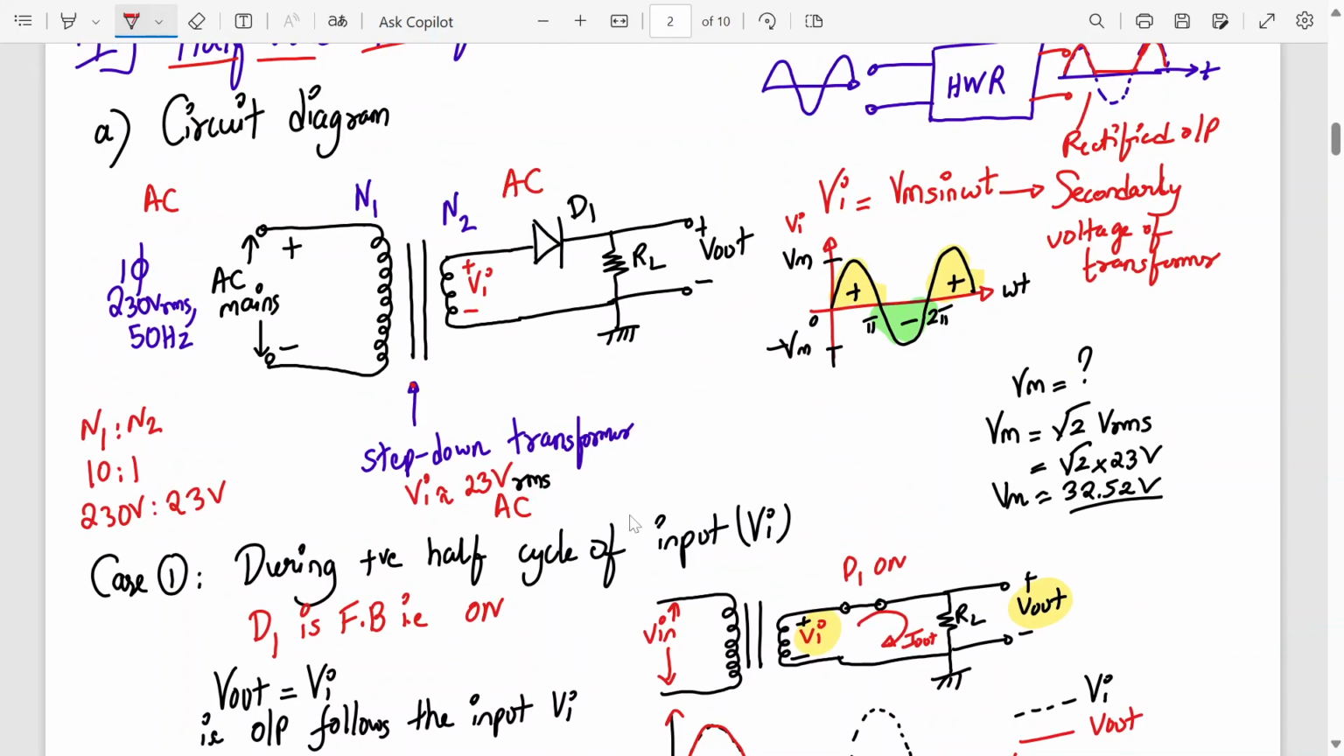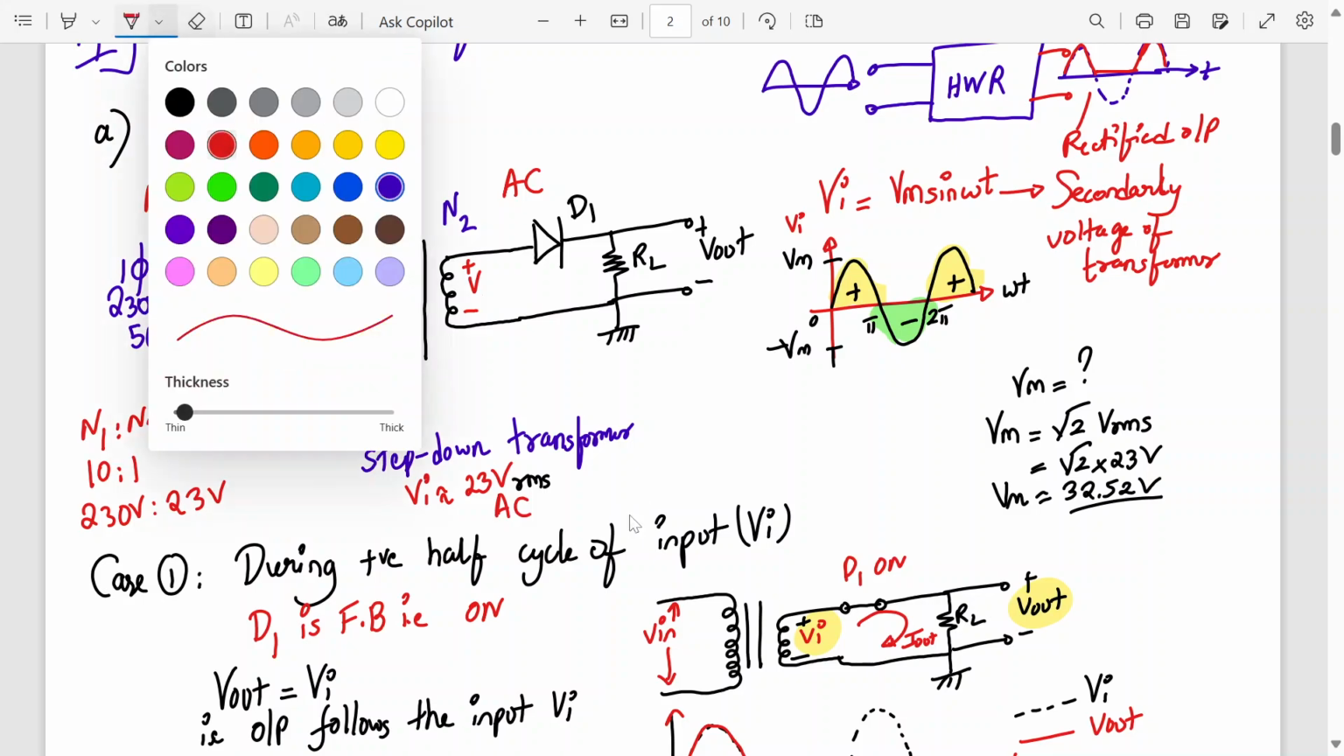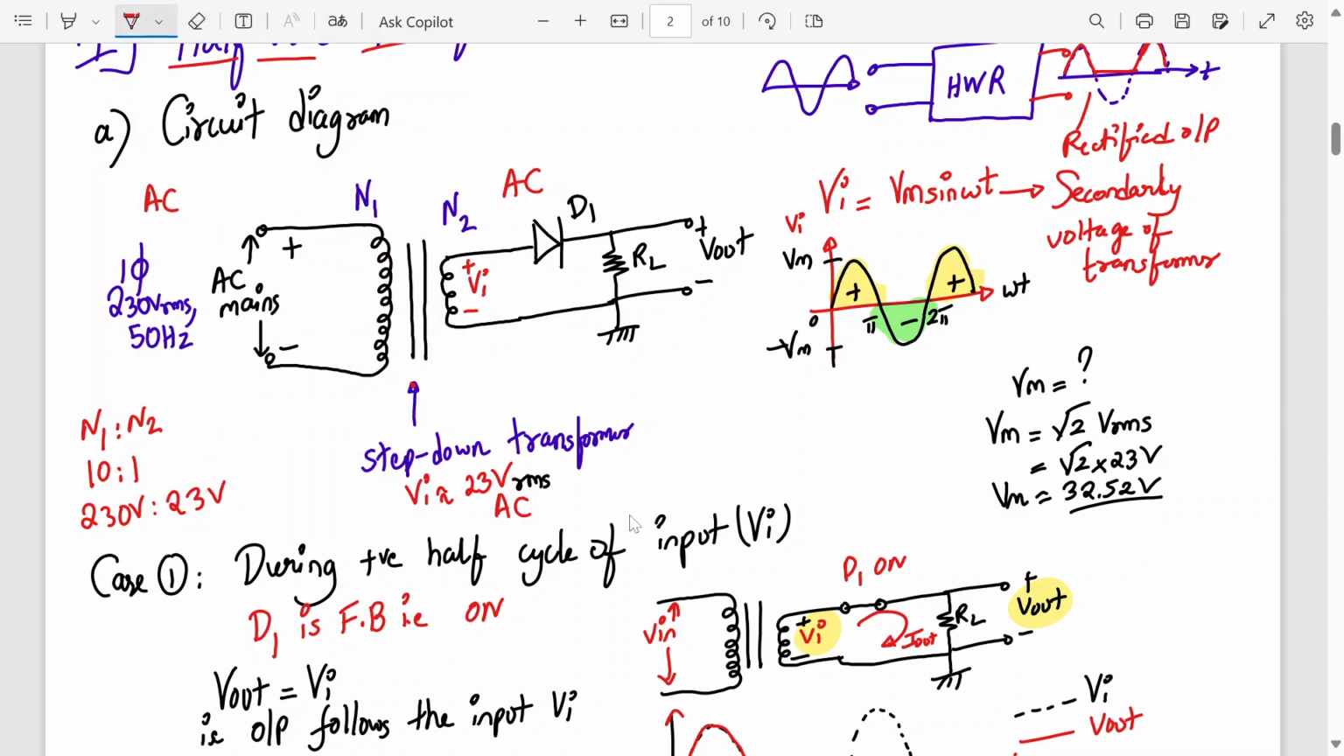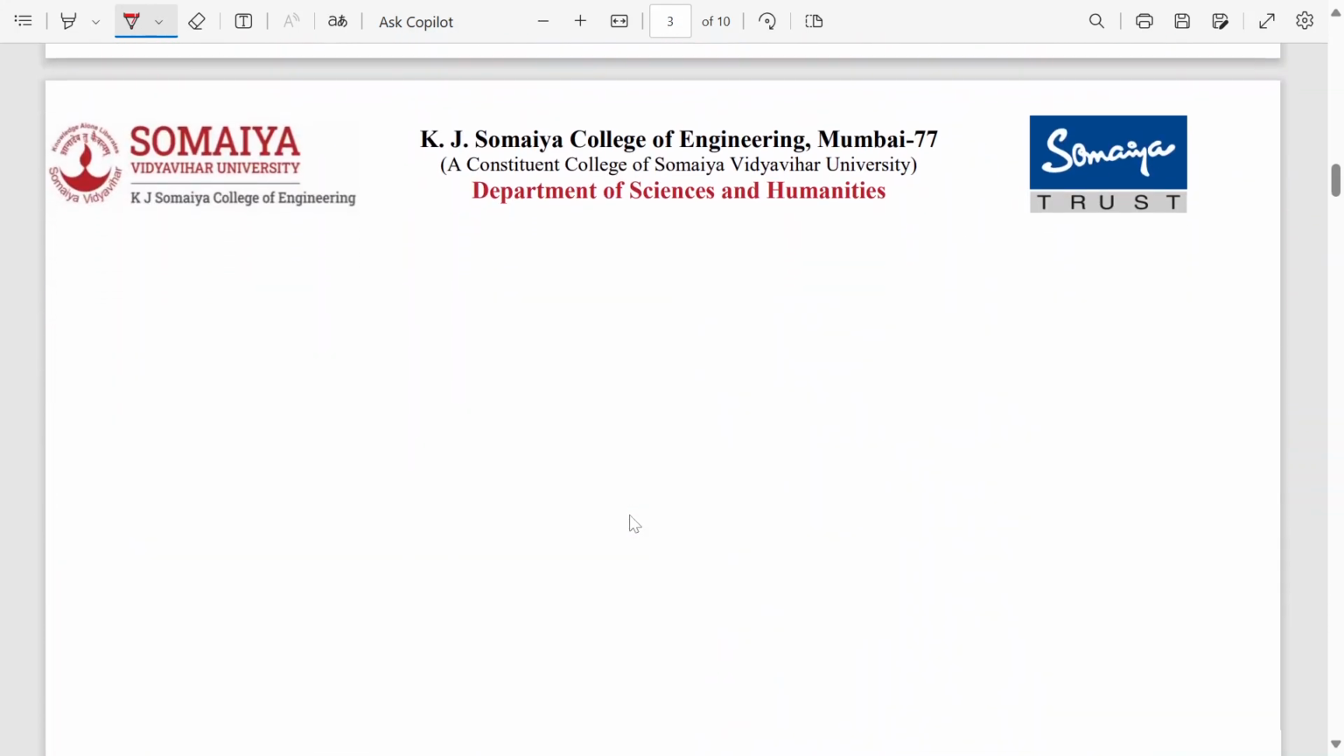In the negative half cycle, the polarity changes, right? This plus becomes minus and this minus becomes plus. So here also polarity changes. This plus becomes minus, this minus becomes plus. So now the diode will become reverse bias. And when the diode is reverse bias, it is behaving as an open switch. Yes or no? We have studied now. So during the negative half cycle, the diode will be off. Okay, so let's write this down.